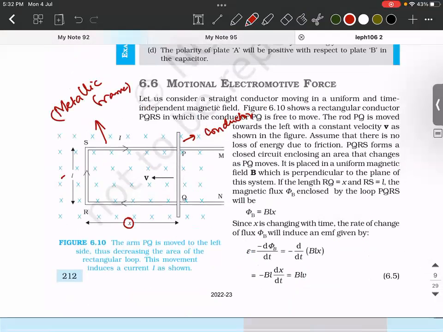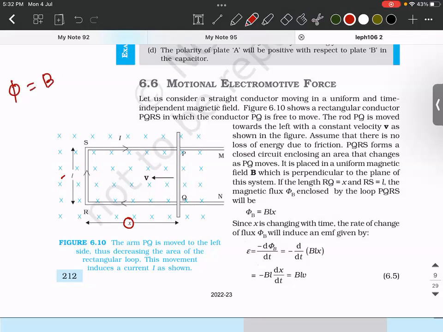So can I say that the magnetic flux associated with this coil is equal to B into L into X? Yes. Now if I differentiate this, what do I get? B into L into dx divided by dt. Then what is this dx divided by dt called? The rate of change of distance or displacement. You can either say velocity or speed in this case, because I took x not as a displacement but as a distance.